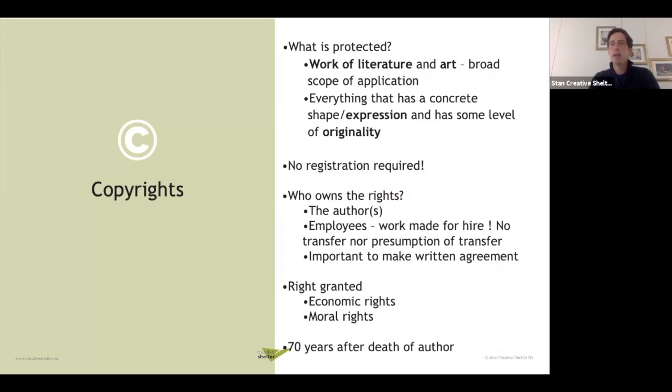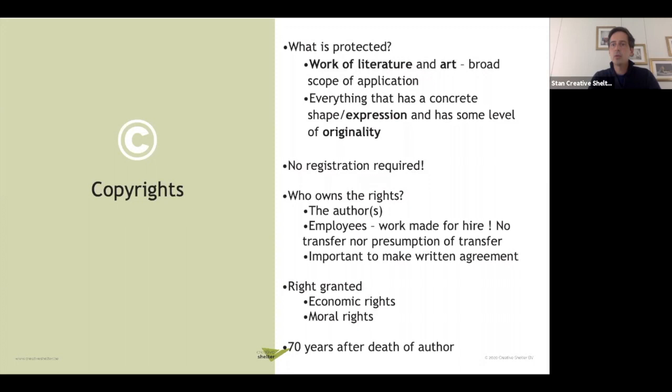You can actually claim the fact that you've created it, even though your economic rights are transferred to a publisher or are transferred to somebody else. You can still say, well, I'm the author of this work. This is your right. And they exist for a very long period of time. It's 70 years after the death of the author.